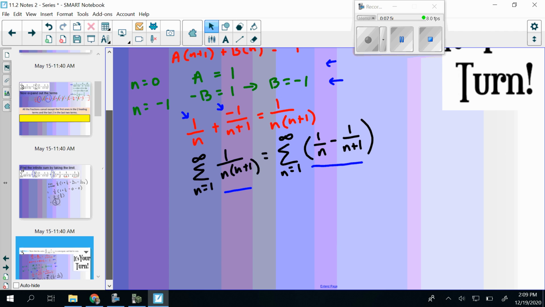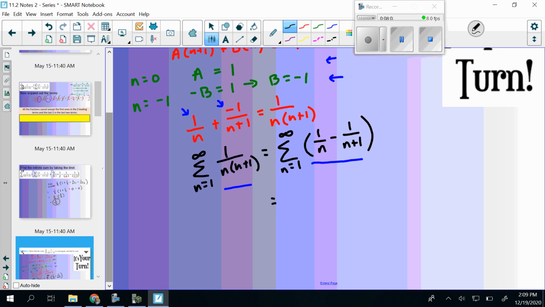Let's write out the terms that we would get for this one. So our first term would be, if we were to write this out, 1 minus, if we put 1 in there, that'd be minus a half. All right, if we put 2 in, we get 1/2 minus a third. If we put 3 in, we get 1/3 minus a fourth. And you can see again, every consecutive term here is going to cancel.